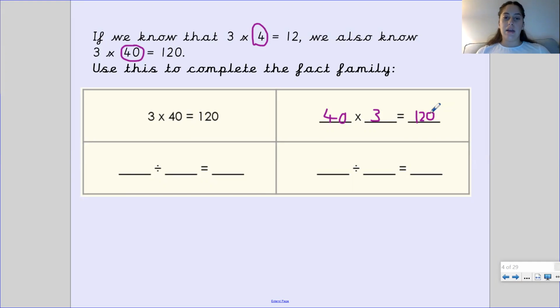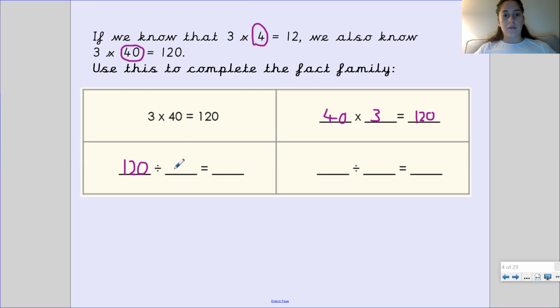Pause the video and have a think. What's one rule that we must follow when dividing? Well, we always must start with the largest number, just like in subtraction. Otherwise, we won't have enough. What's the largest number in this number sentence? 120. So we must start our division with the largest number.